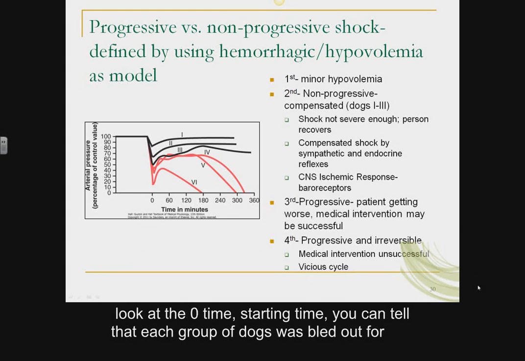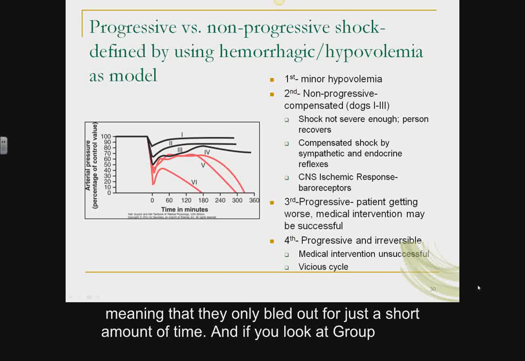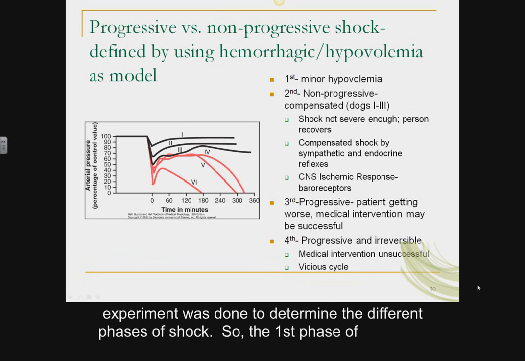You can tell that each group of dogs was bled out for different times to drop blood pressure to varying degrees. Some only had minor blood loss, meaning that they only bled out for just a short amount of time. And if you look at group 6, well, they really were bled out. They only had 20% of normal arterial blood pressure. This experiment was done to determine the different phases of shock.